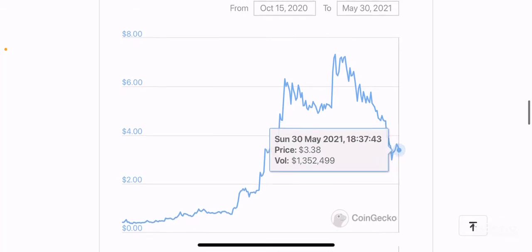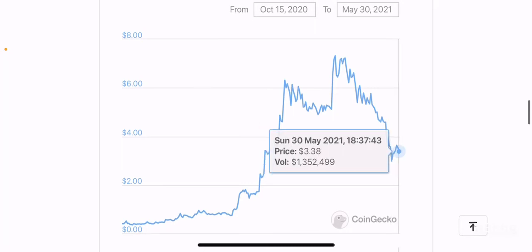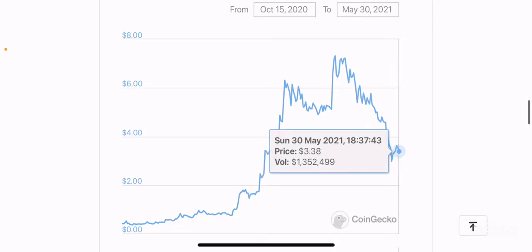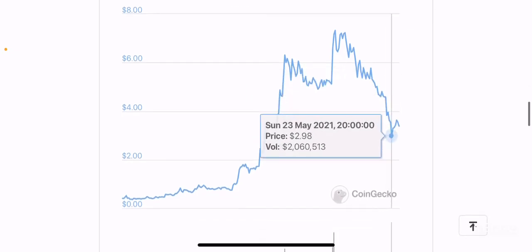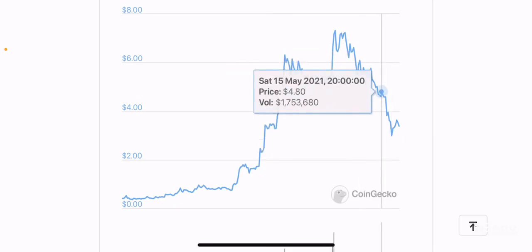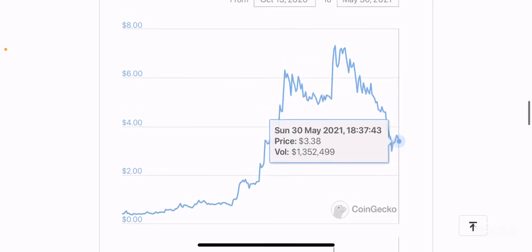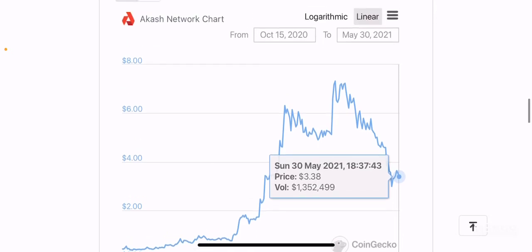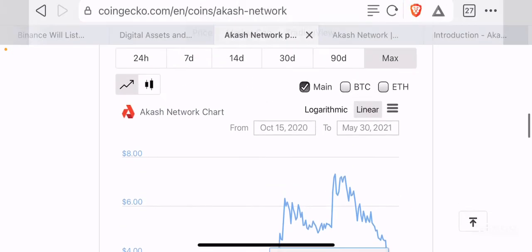So I think this token can retest the $2.50, $2, maybe 90 cents range, and then it can go back up. But I do think that this project will have a short-term price dump along with the entire crypto market, which will make it a good opportunity to buy if you want to buy this token, right?